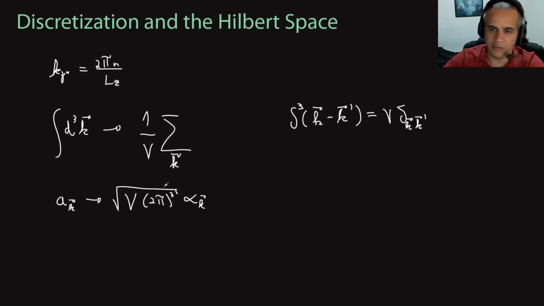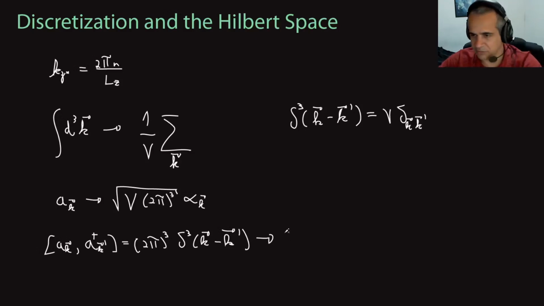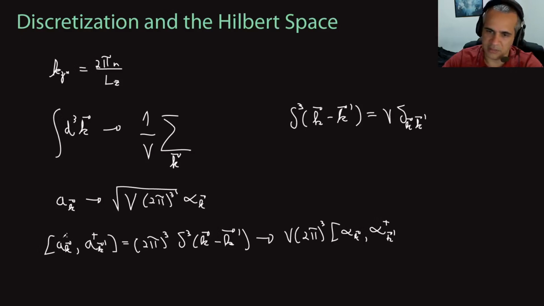these factors in front. In fact, with these factors, we have that this relation, which is the commutation relation for A and A dagger, which is usually, as is shown before, just 2 pi to the cube delta cube of k minus k prime, right, becomes, on this side I'll have a similar definition for A dagger, right? So this square will be just V 2 pi cube alpha k alpha dagger k prime, right? Just substituting these here and here. And on the right side, I use this definition, right?